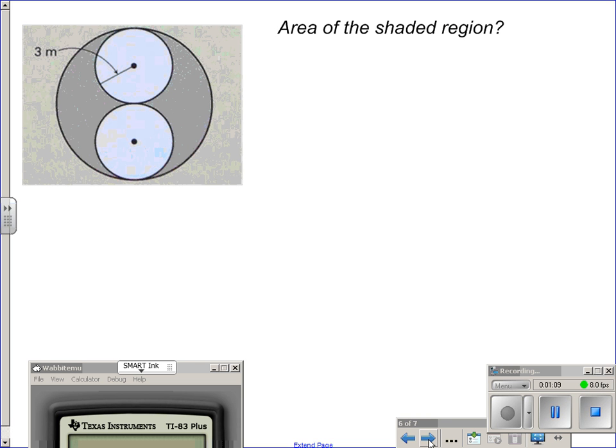So, as an example, find the area of the shaded region. The biggest circle is all shaded in, with the exception of these two inner circles. To find the area of the shaded region, we are going to take the area of the large circle minus, since there are two of these and they are the same, 2 times the area of the small circle. To get the area of the large circle, pi times the radius squared.